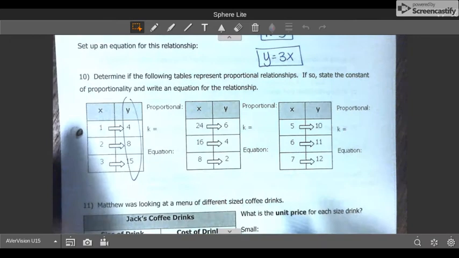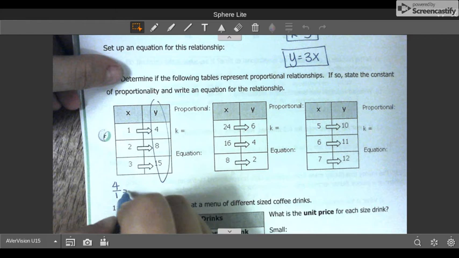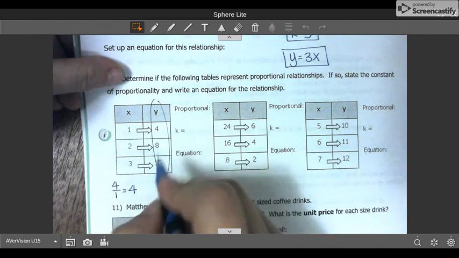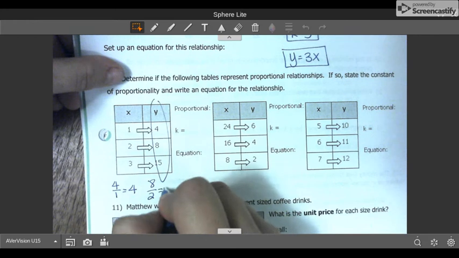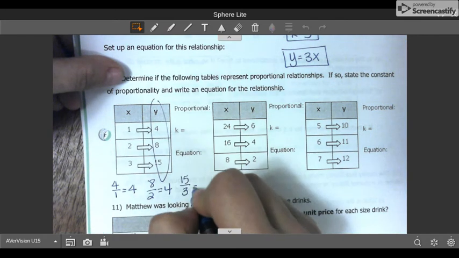So first I'm going to do 4 divided by 1. 4 divided by 1 is 4. And I am showing my work, guys. You have to show your work too. 8 divided by 2 is 4. 15 divided by 3 is 5.